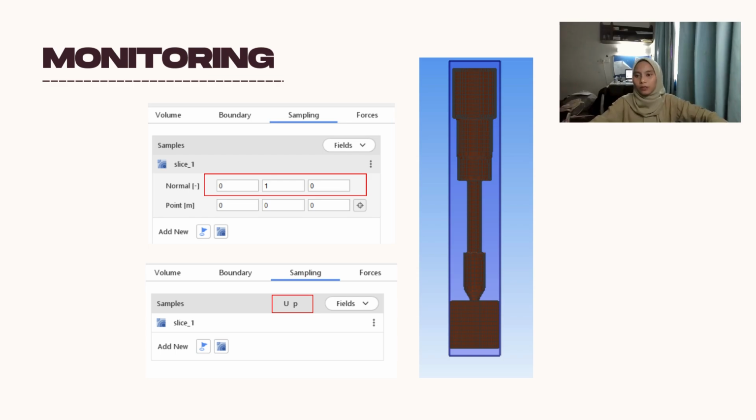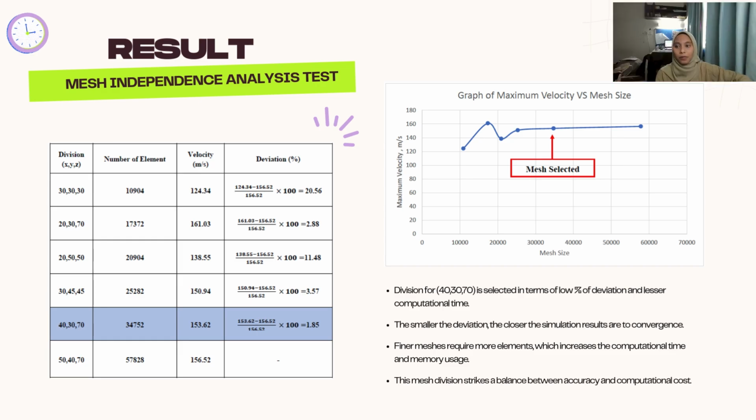To monitor the result, a slice was created at axis Y to visualize the flow characteristic. In the field list, both velocity and pressure were selected to simulate and record this result. The table presents the result of the mesh independence analysis, showing the velocity values and percent deviation of different mesh divisions. This analysis was conducted to identify the optimal mesh size that balances accuracy and computational efficiency.